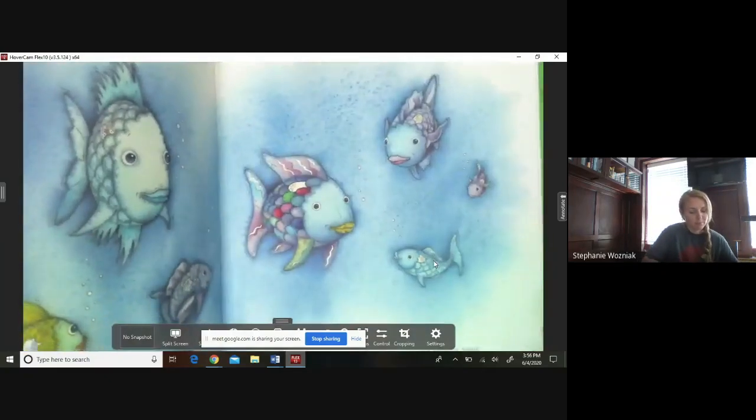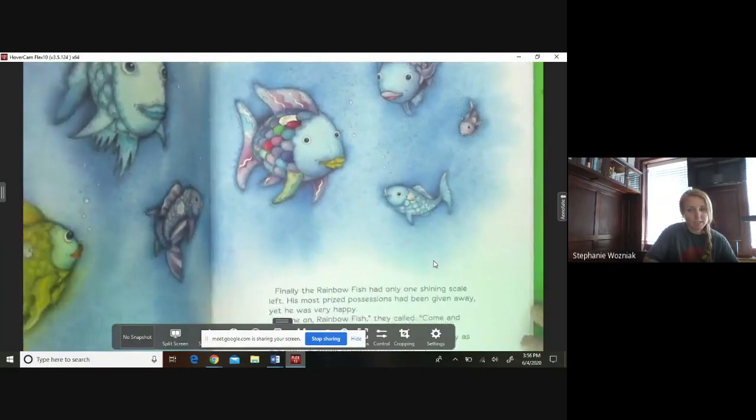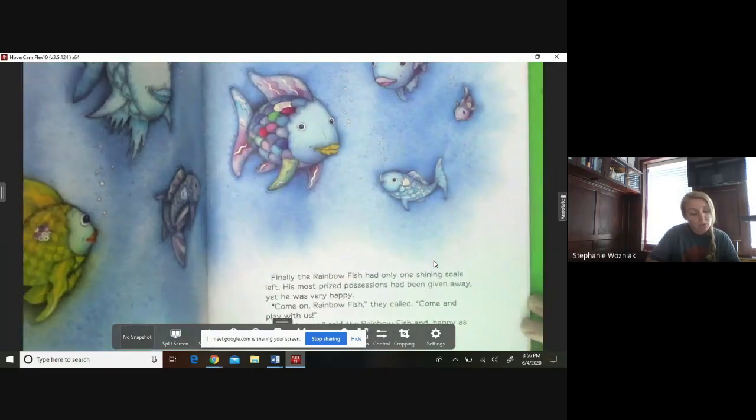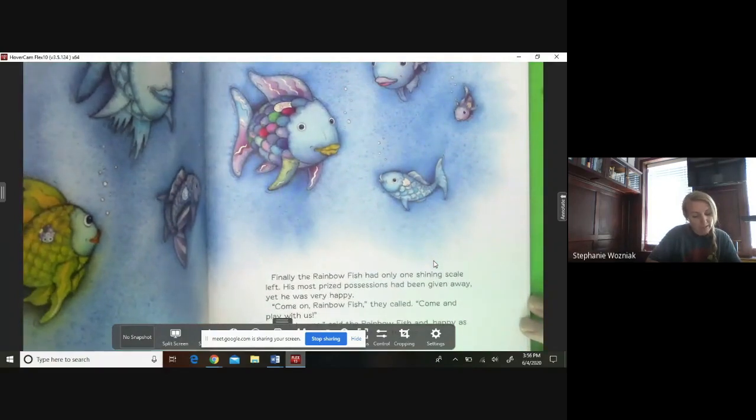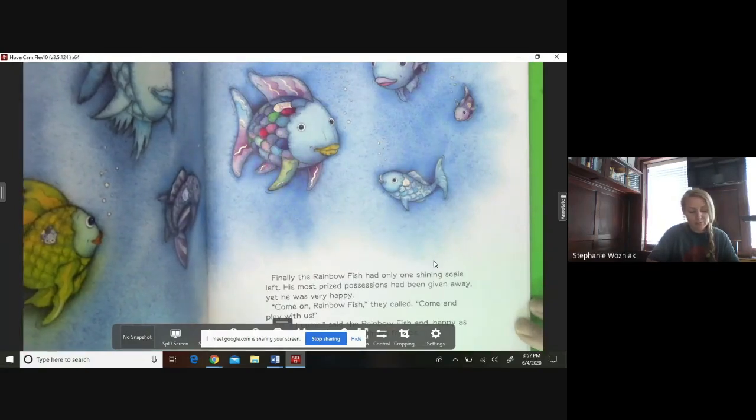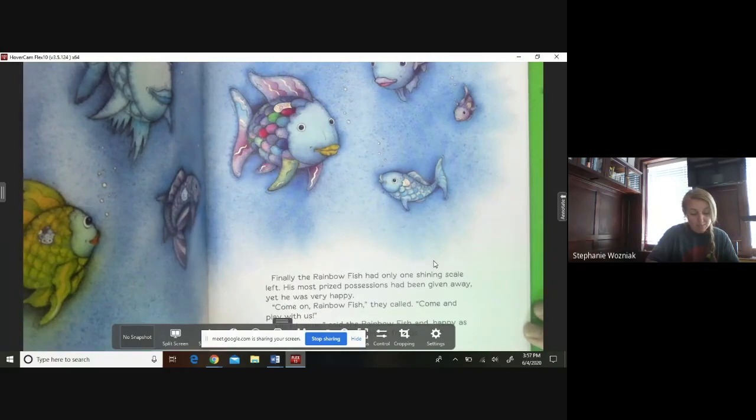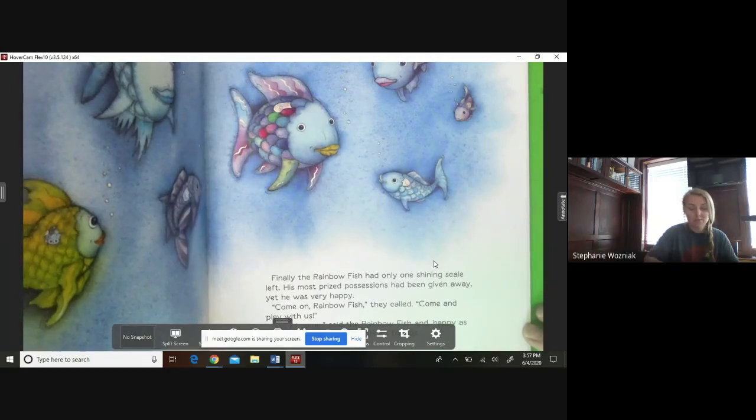Finally, the rainbow fish had only one shining scale left. His most prized possession had been given away, yet he was very happy. "Come on, rainbow fish," they called. "Come and play with us." "Here I come," said the rainbow fish, and happy as a splash, he swam off to join his friends.